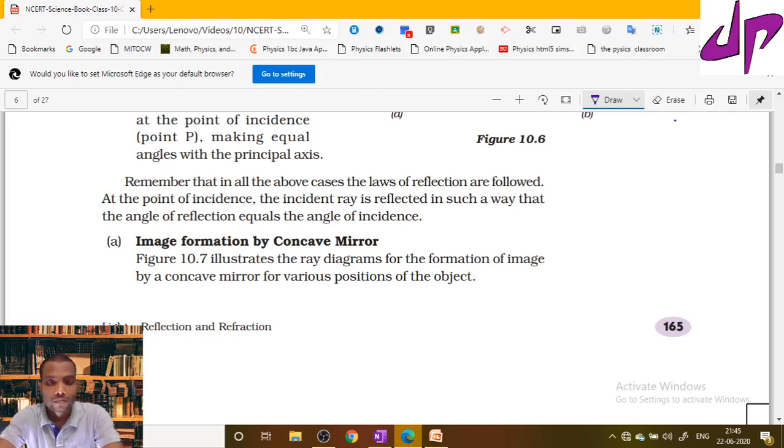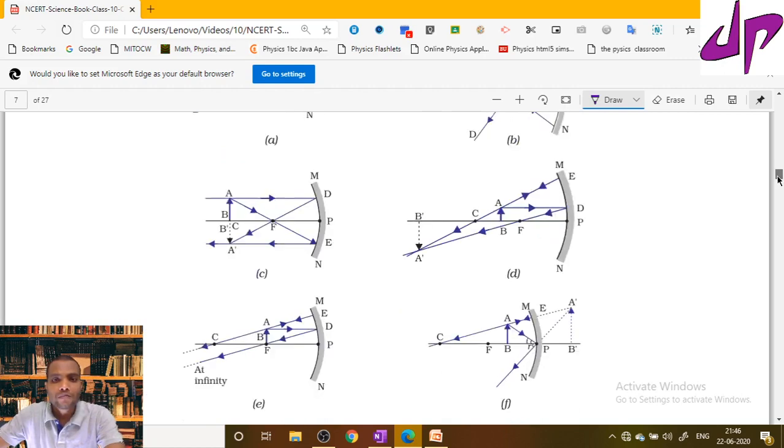Hi guys, today I am going to discuss a long answer type question. It's very important from the examination point of view. The question is image formation by concave mirror. Image formation by concave mirror has 6 different types of diagrams.